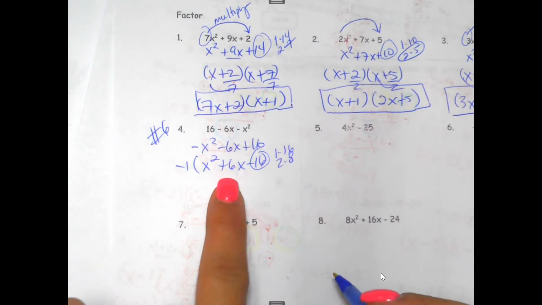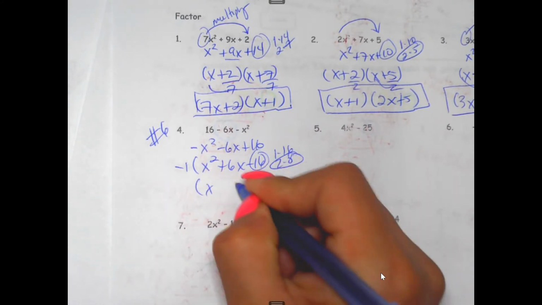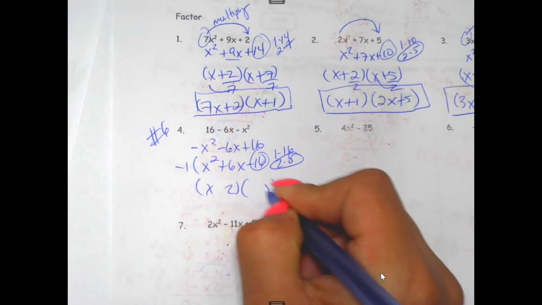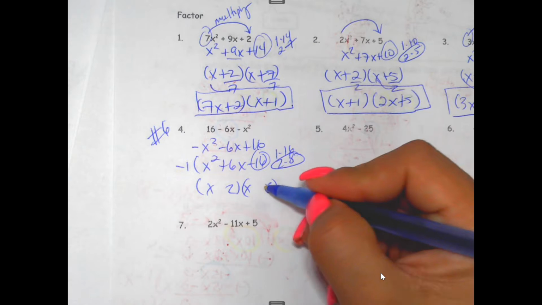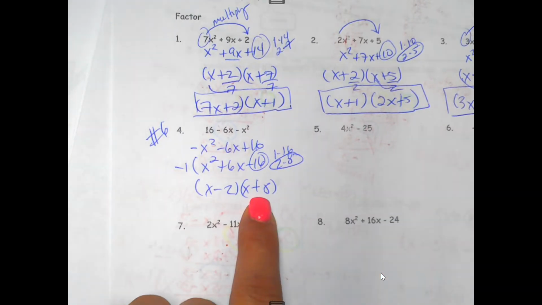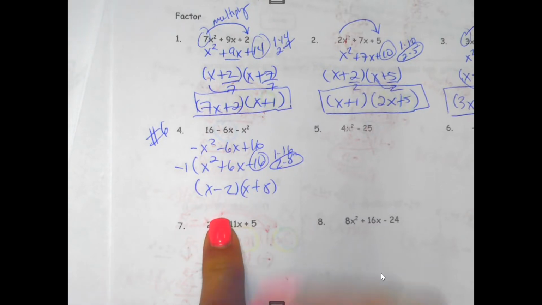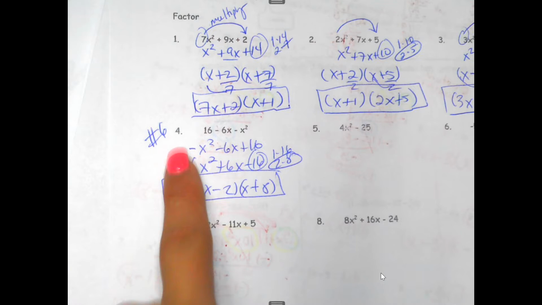Pick the one that gives me the middle term. 8 minus 2 would give me 6. So those are our factors. They have to be opposite because it's a negative 16, so opposite signs. This 8 has to be the positive one because the middle term is positive. And then don't forget we have a negative 1 in the front. So that's how you do number 6 on the homework.